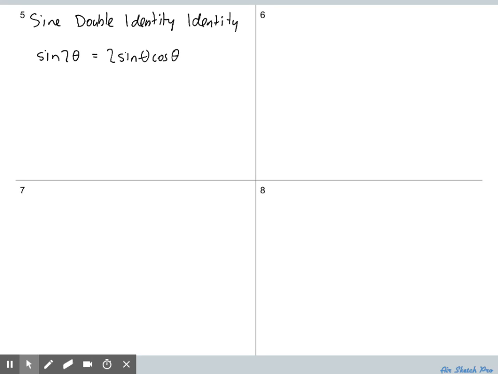Is it the sine of theta cos theta? Is that what you're saying? No, it's sine theta times cos theta. Yep. Okay.